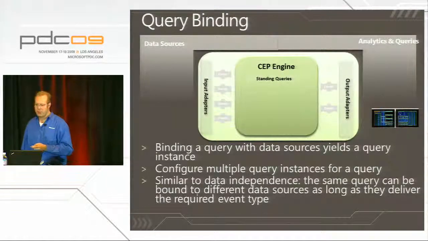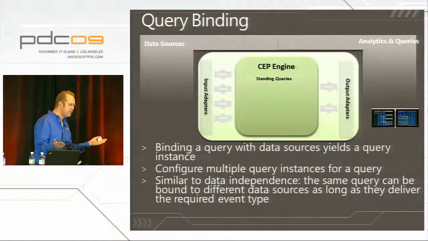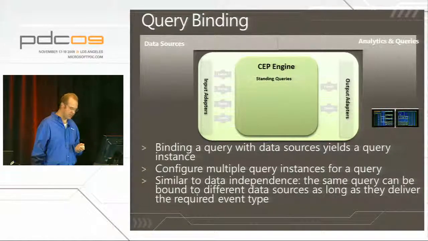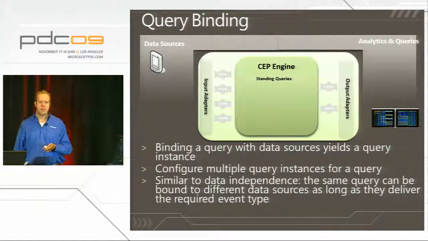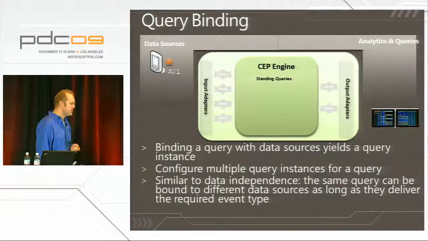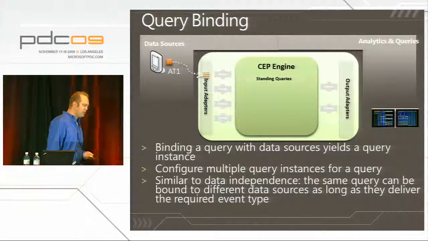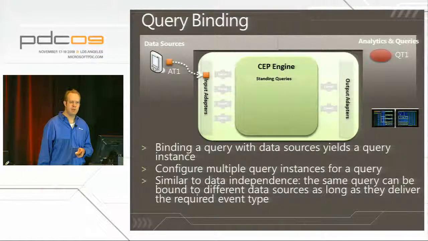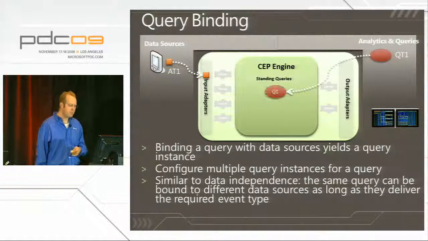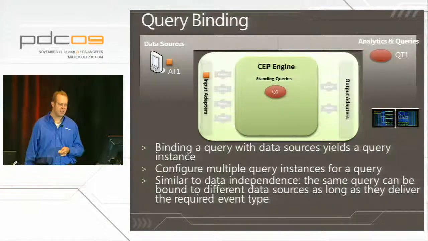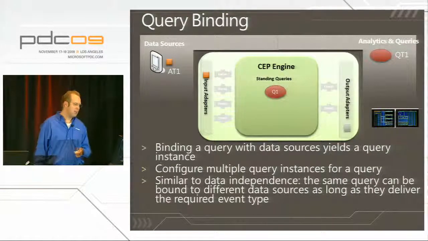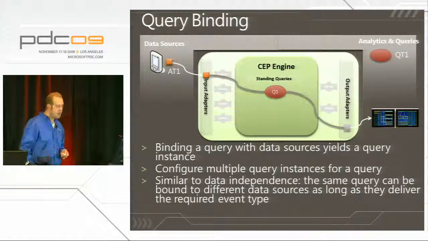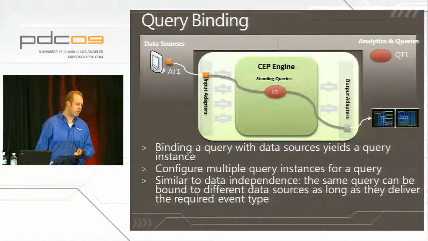Let me walk you through an example for this. So here we have a StreamInsight engine. We have the data sources on the left-hand side and the queries and results on the right-hand side. You start out with one sensor. From the vendor of the sensor, you're getting an adapter. You deploy the adapter into the StreamInsight engine. You also have a query template that you have written once, and you want to use it for that data source. So you take the query template, you instantiate it, and you bind it to the data source, and you wire it up with a data sink on the right-hand side. Then you can start the query and do the processing.